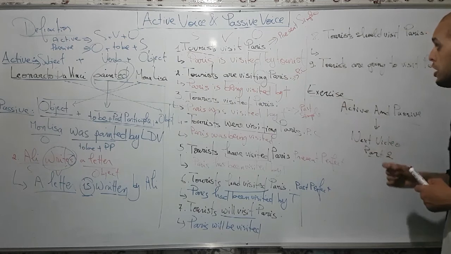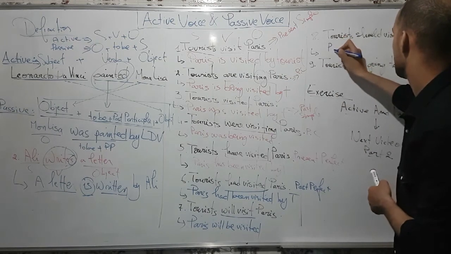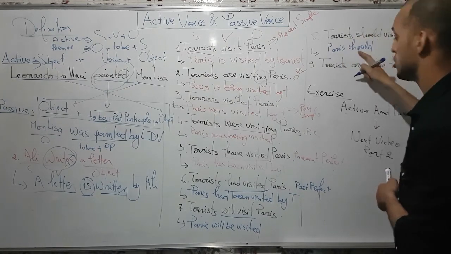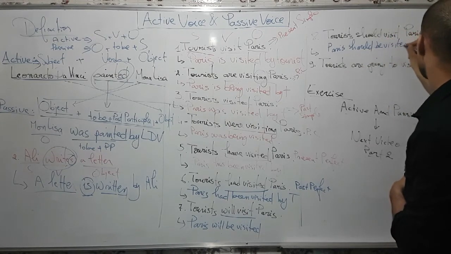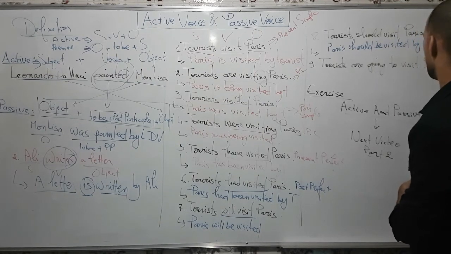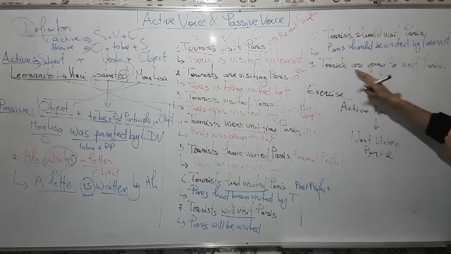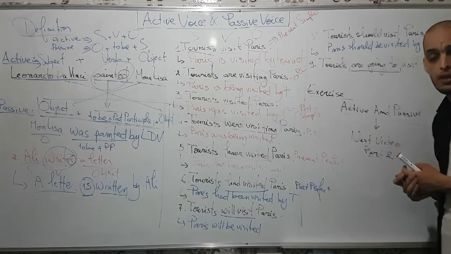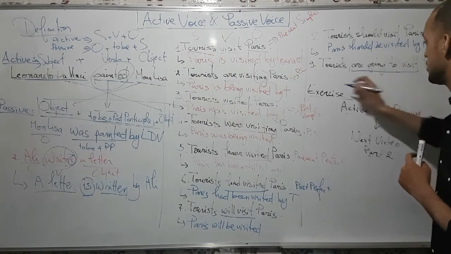So, number 8, tourists should visit Paris. We say Paris should, it's a modal verb, should be visited, should be visited by tourists. Okay, number 9, the last sentence, tourists are going to visit Paris. This is the future, another kind of future simple, be going to.